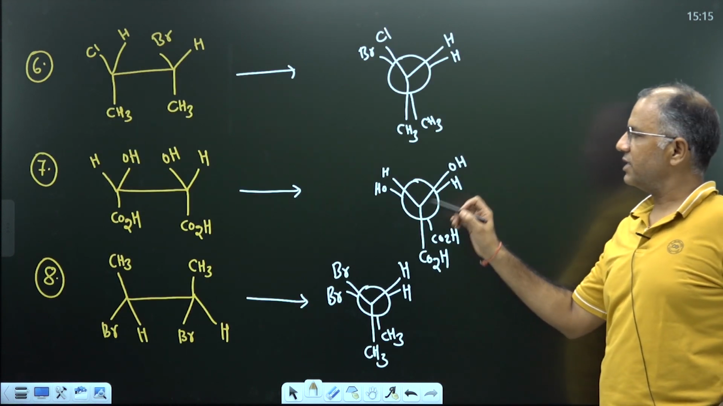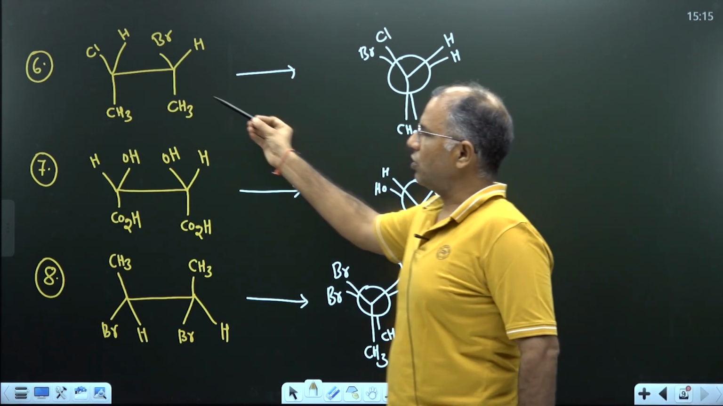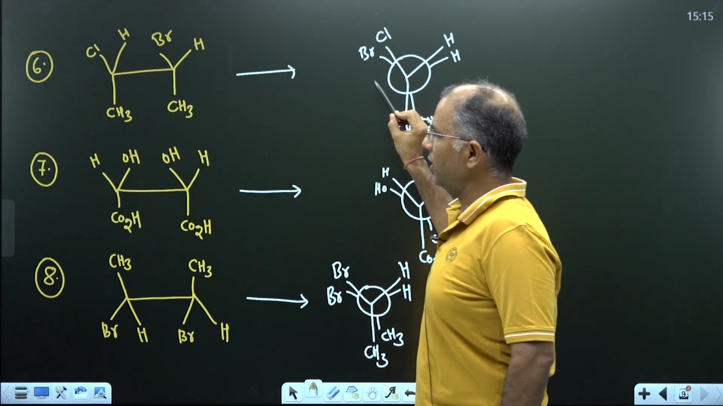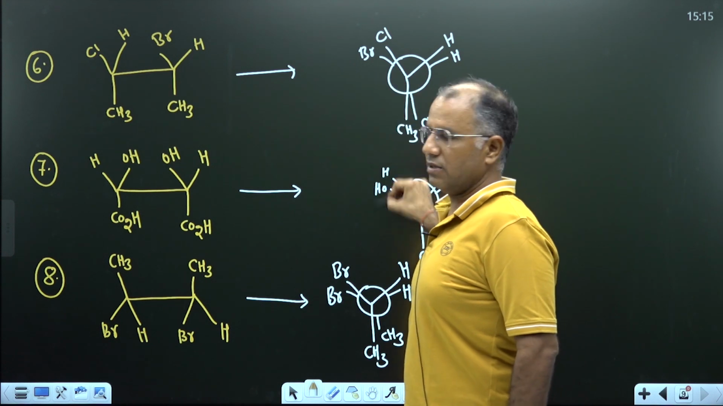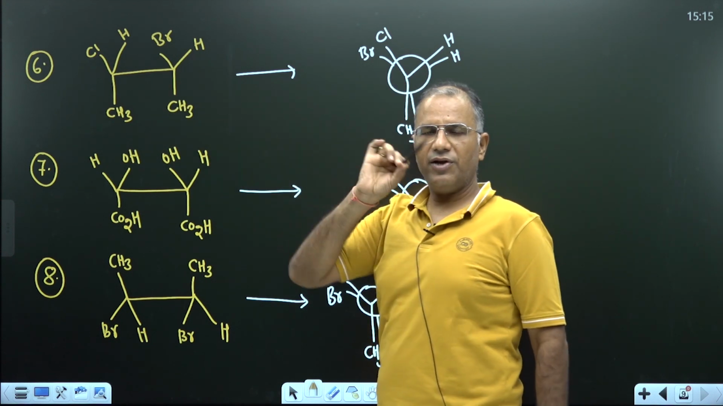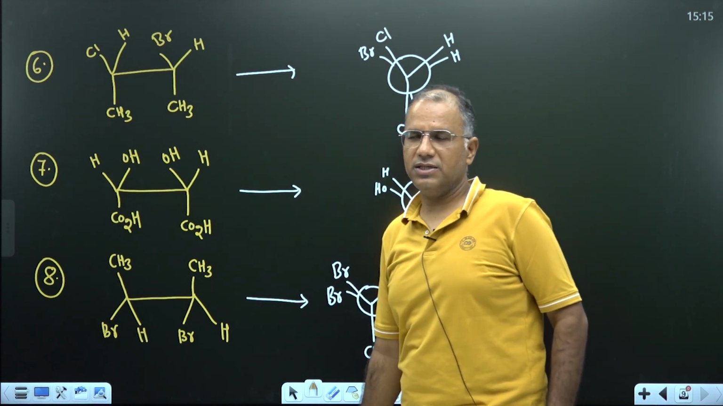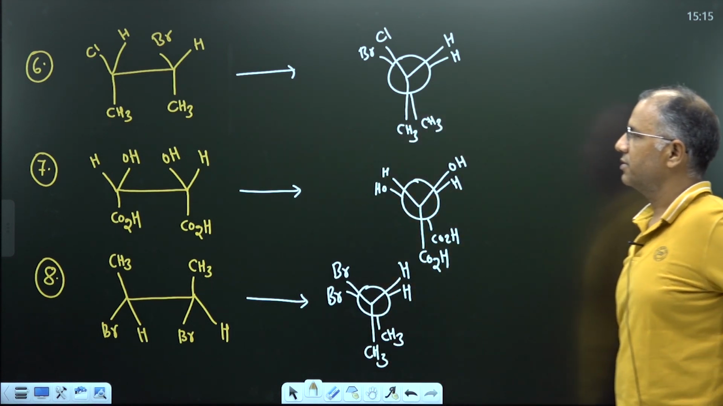Now try this 6, 7, 8. In all these, again you have to convert. These are the Sawhorse, and you have to convert into Newman. You should not check the Newman answer first. First of all, just write the Newman, write your answer, then check with the given answer. Don't try to see the answer before attempting the questions.